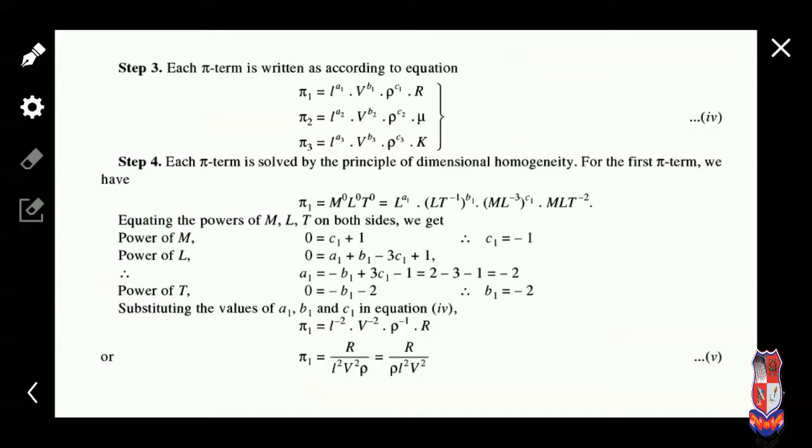The remaining variables are taken as non-repeating variables. So each pi term has one non-repeating variable. Three non-repeating variables are left: resisting force, viscosity mu, and bulk modulus. Any one can be taken in any of the three pi terms.